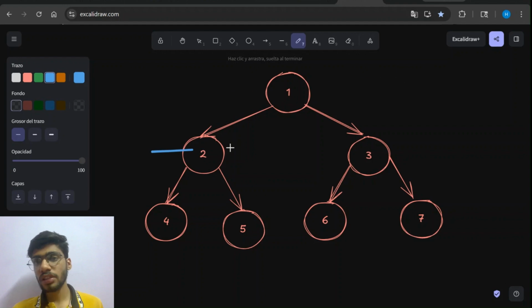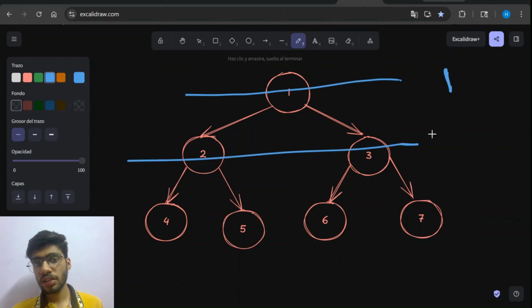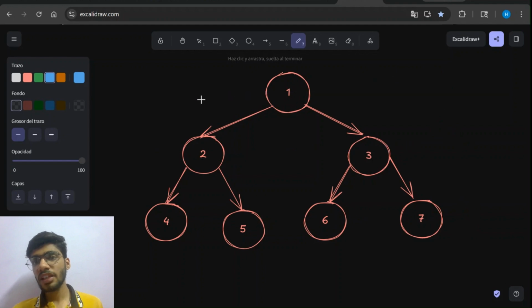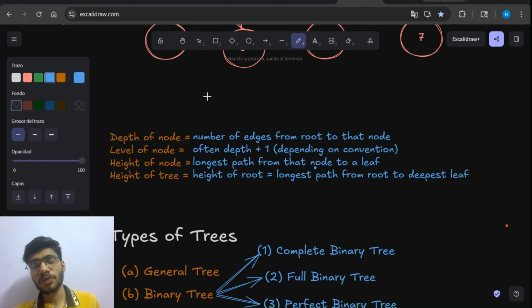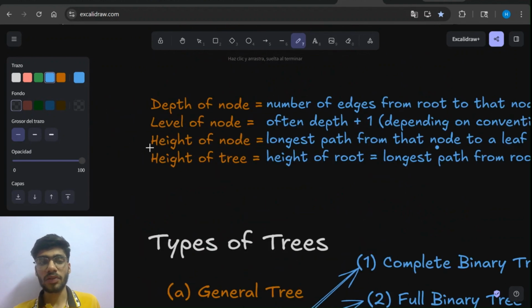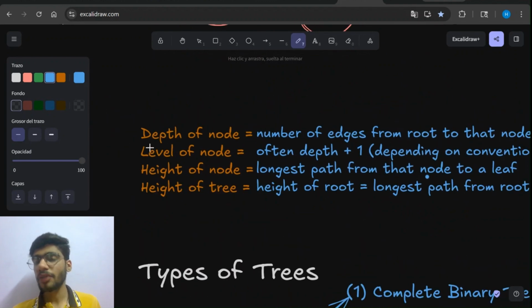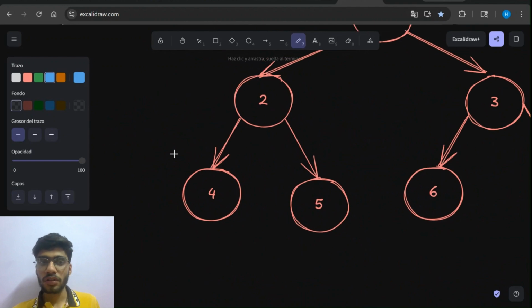Basically, levels of a tree are counted from the root. This is the first level. These nodes are the second level. These nodes are at the third level. We see on LeetCode that in input you are given a binary tree as level order traversal. We will see more about that in our traversal video, but for now the levels are this.